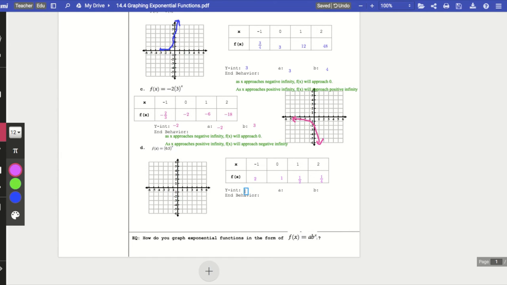All right, so I'm going to identify all these things without graphing. The y-intercept is 1, right? The a value is also going to be 1. And then the b value is 0.5, or 1/2.